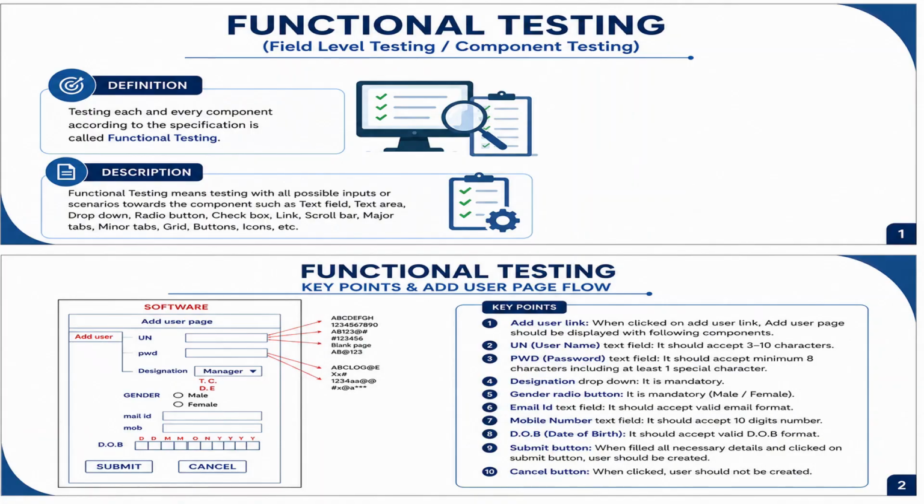In black box testing, the first testing is functional testing. Here we'll see what functional testing is and how to do it. Testing each and every component thoroughly against the requirement specification is called functional testing. Here we will enter all the possible inputs or scenarios towards the components. Components means things such as text field, text area, drop down, radio button, checkbox, link, scroll bar, major tabs, minor tabs, grids, buttons, icons. All these things are components.